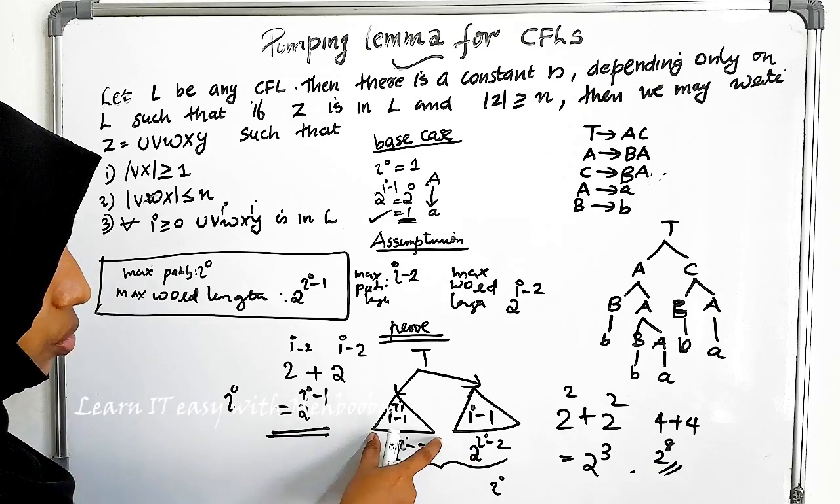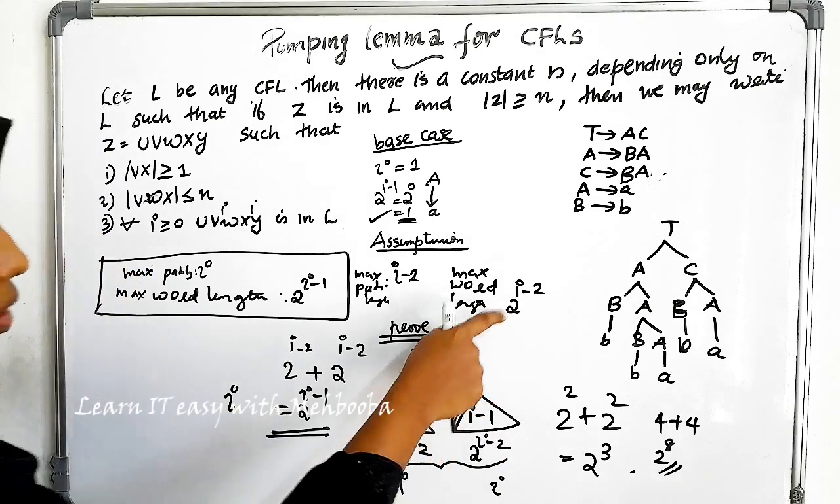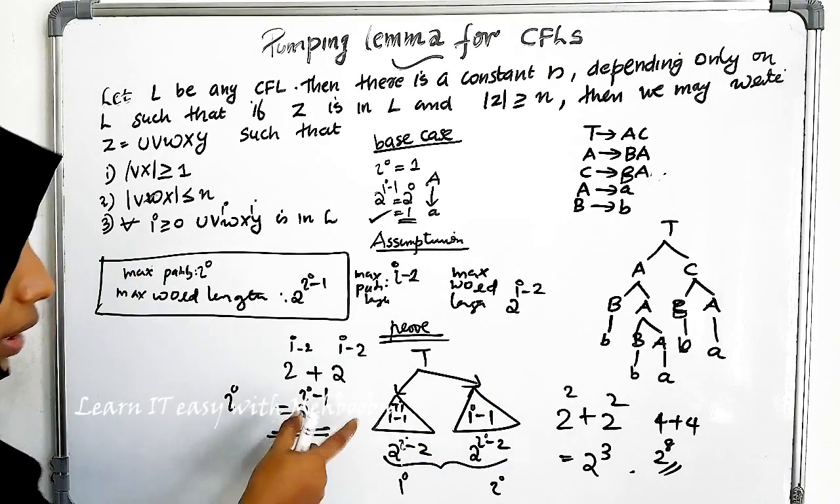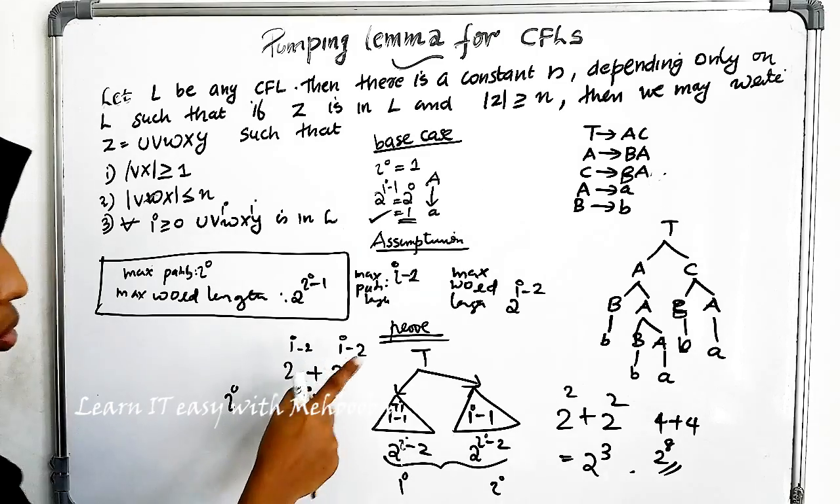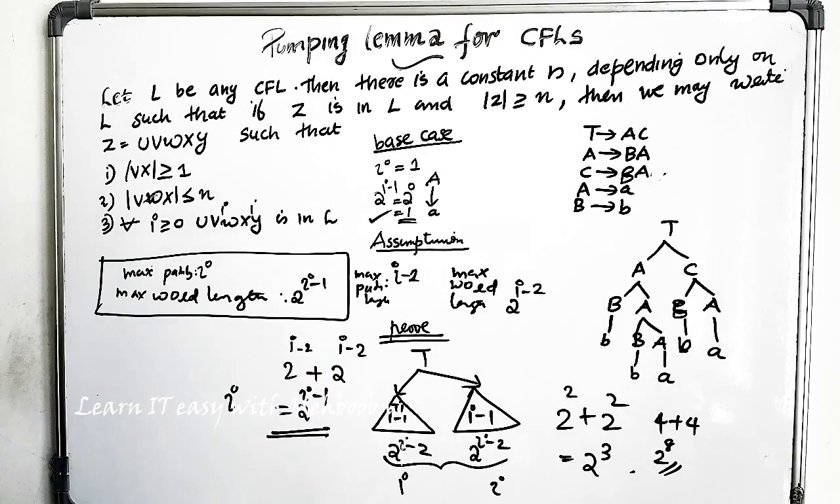Now to get the word length of the complete tree, taking left and right subtrees together, here the word length is 2 raised to i minus 2 and here the word length is 2 raised to i minus 2 according to the assumption. Now the total word length is 2 raised to i minus 2 plus 2 raised to i minus 2, which is 2 raised to i minus 1. Okay, so hope that is clear. So this is how we get this.